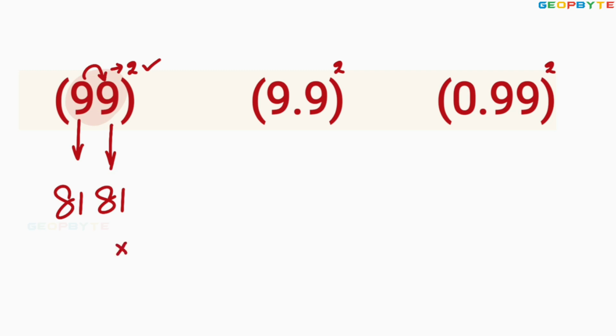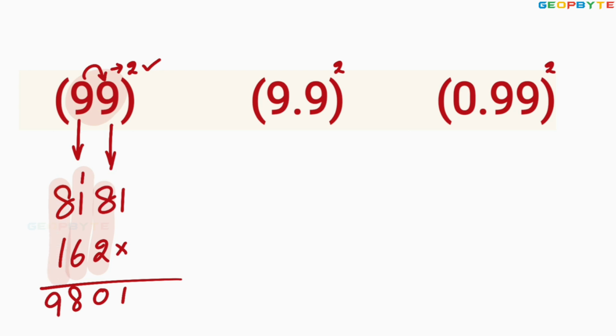You leave the unit place, write the 162. Add these two. 1, 8 plus 2 is equal to 10. 0 here, 1 carry forward. Then 1 plus 1 plus 2 equal to 8. And this 8 plus 1 equal to 9. 9801 is the value of 99 whole square.